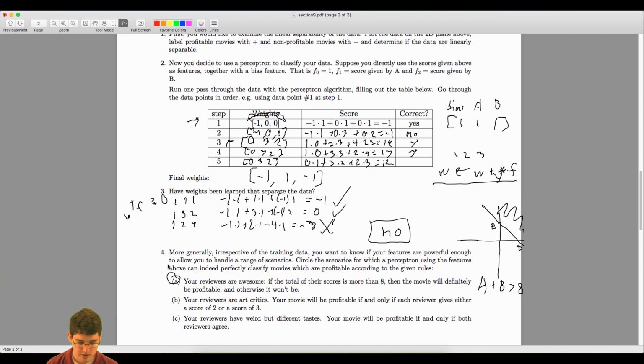Okay. So the next question is saying, our movie is profitable if and only if each reviewer gives either a score of 2 or a score of 3. So what does this look like when we draw it out? So say we have 1, 2, 3, 4, and 1, 2, 3, 4. Okay, so that means if it's 2 or 3 for both reviewers. So that would be like here, here, here, or here. These are our positive labels, and everything else is going to be negative. So these are negative.